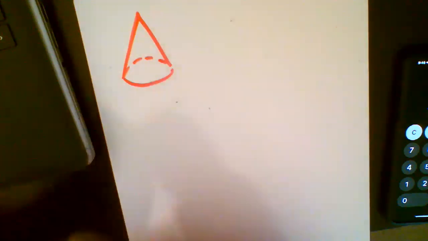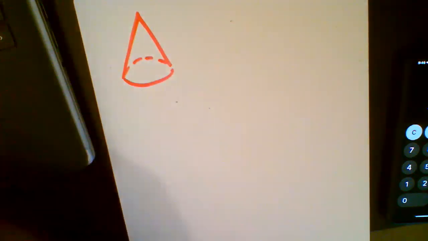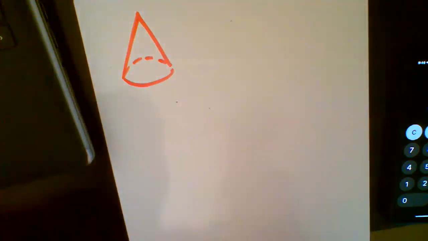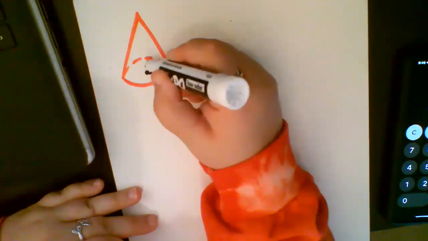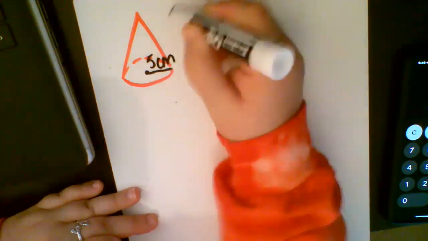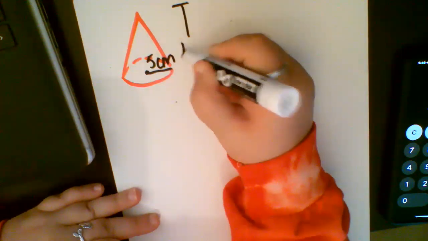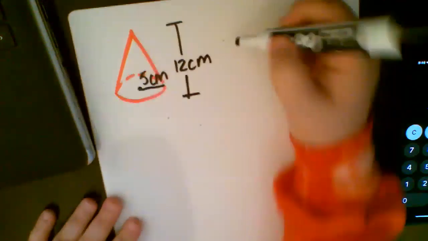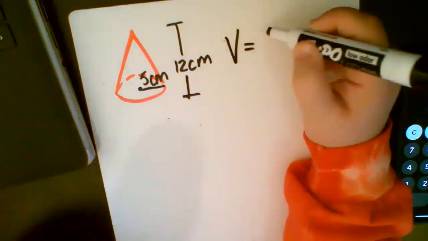Okay, so let's say we got a cone. Okay, there's my cone. I'm going to draw my numbers in black this time so it's a little easier to see. Let's give this cone a radius of 5 centimeters, it's not very big, and a height of 12 centimeters. So again, we have our formula, okay?